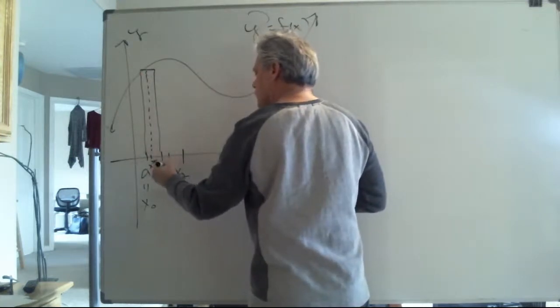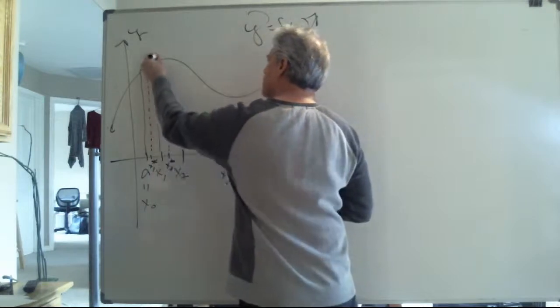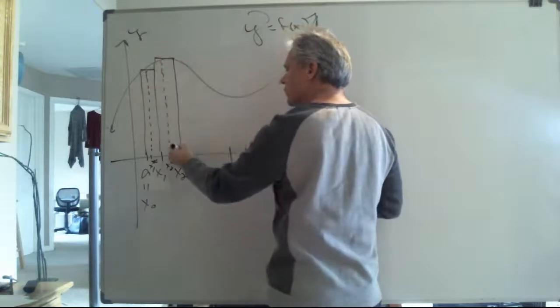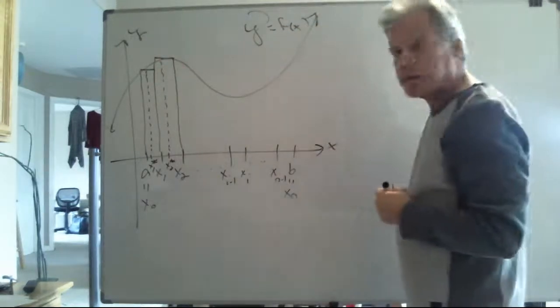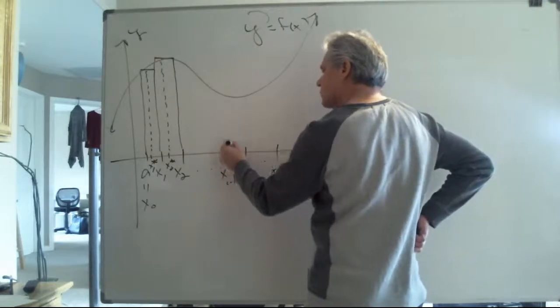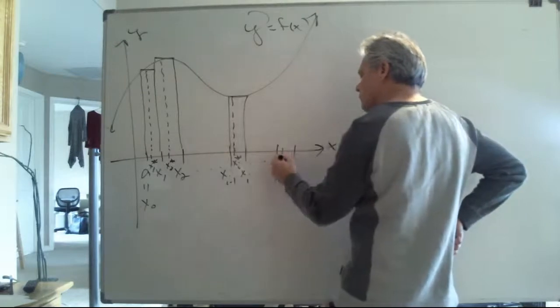Then in the second interval, we chose x sub 2 asterisk to be an arbitrarily chosen value of x, somewhere in that second subinterval, to go straight up to the curve to determine the height of that approximating rectangle. We did the same thing with this arbitrary i-th subinterval, and even with the last subinterval.